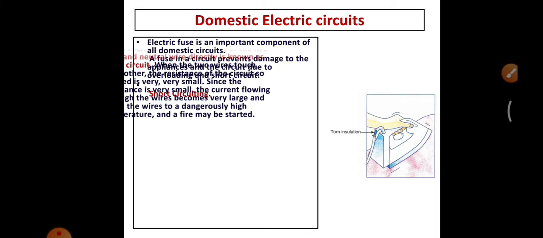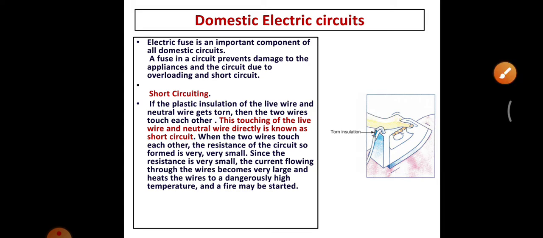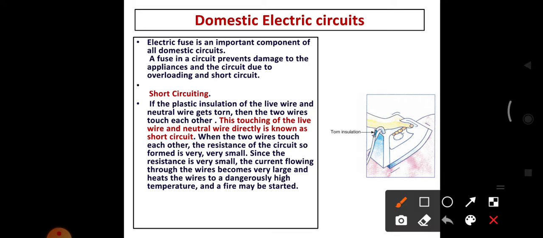Short circuiting is nothing but this: you know that the live wire, neutral wire and earth wire have insulation, and the insulation is made of plastic. So if the plastic insulation of a live wire and a neutral wire gets torn, as shown in the image, then the two wires touch each other. This is a live and this is a neutral. When the insulation is torn, the two wires are touching each other.